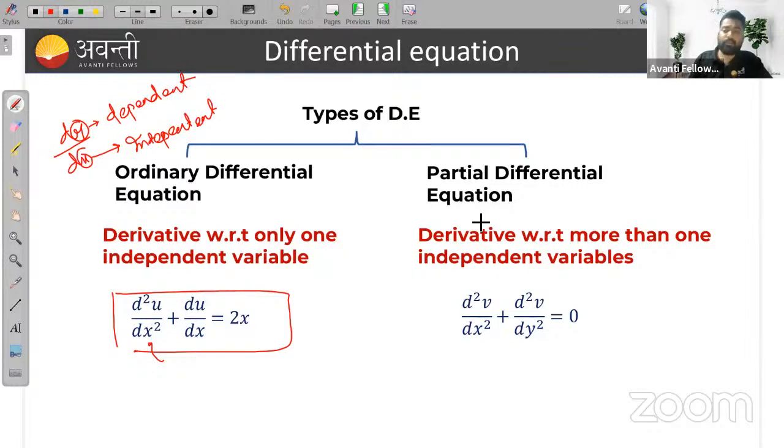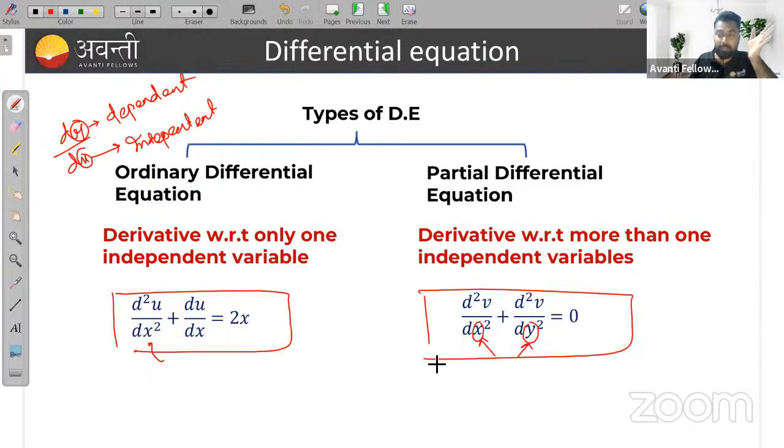What do you mean by partial differential equation? That is derivative with respect to more than one independent variable. You can observe here, we have more than one independent variable, that is x and y in this equation. Such type of equations are called partial differential equations. Got me? Okay, so let's move.